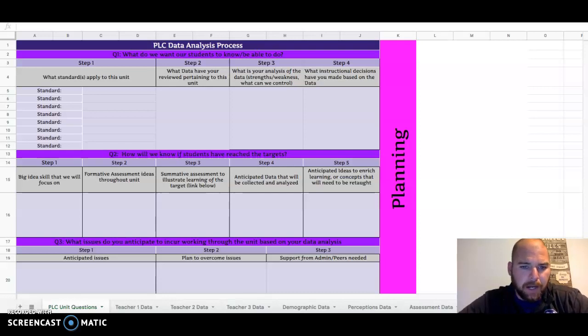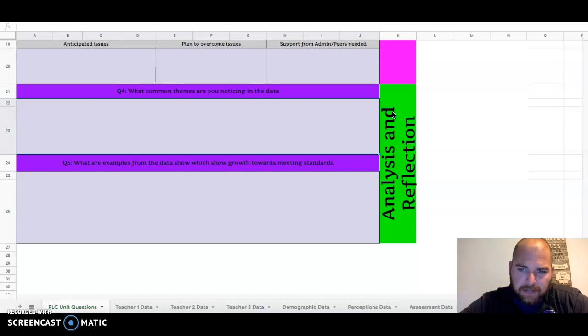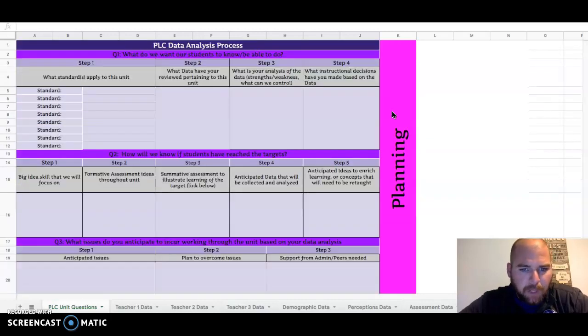This is my PLC data process that I'm hoping to implement this coming school year as the PLC lead within my building. Just going through it, it has two parts. If you look over on the far right-hand side, the top section is planning, and down here is our analysis and reflection side of it.